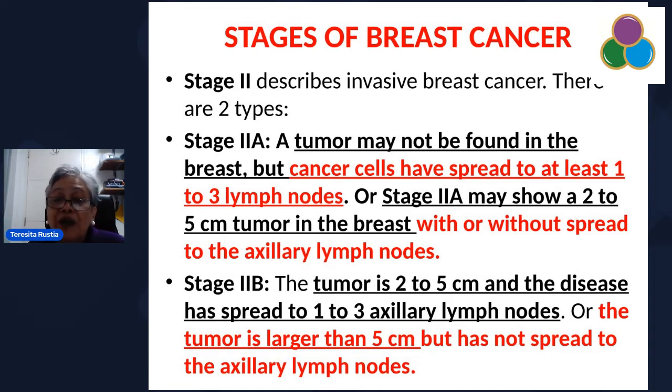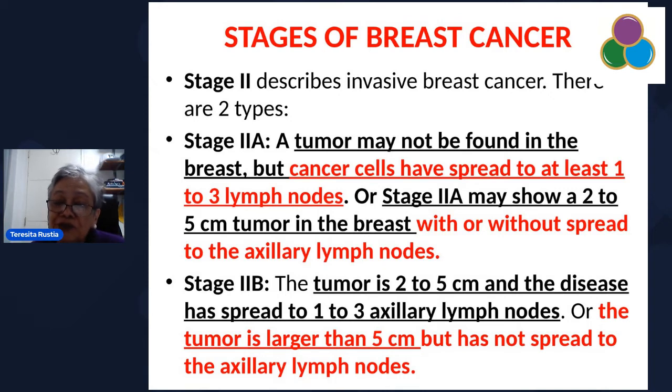So there is no clumping yet of the breast cancer. So there is no mass, there is no tumor yet. But then at the same time, the number of lymph nodes where the cancer cells have spread could be 1 to 3 lymph nodes. Okay? And it could have not spread to the axillary lymph nodes yet. But it could also happen that some of them could be in the axillary lymph nodes already.